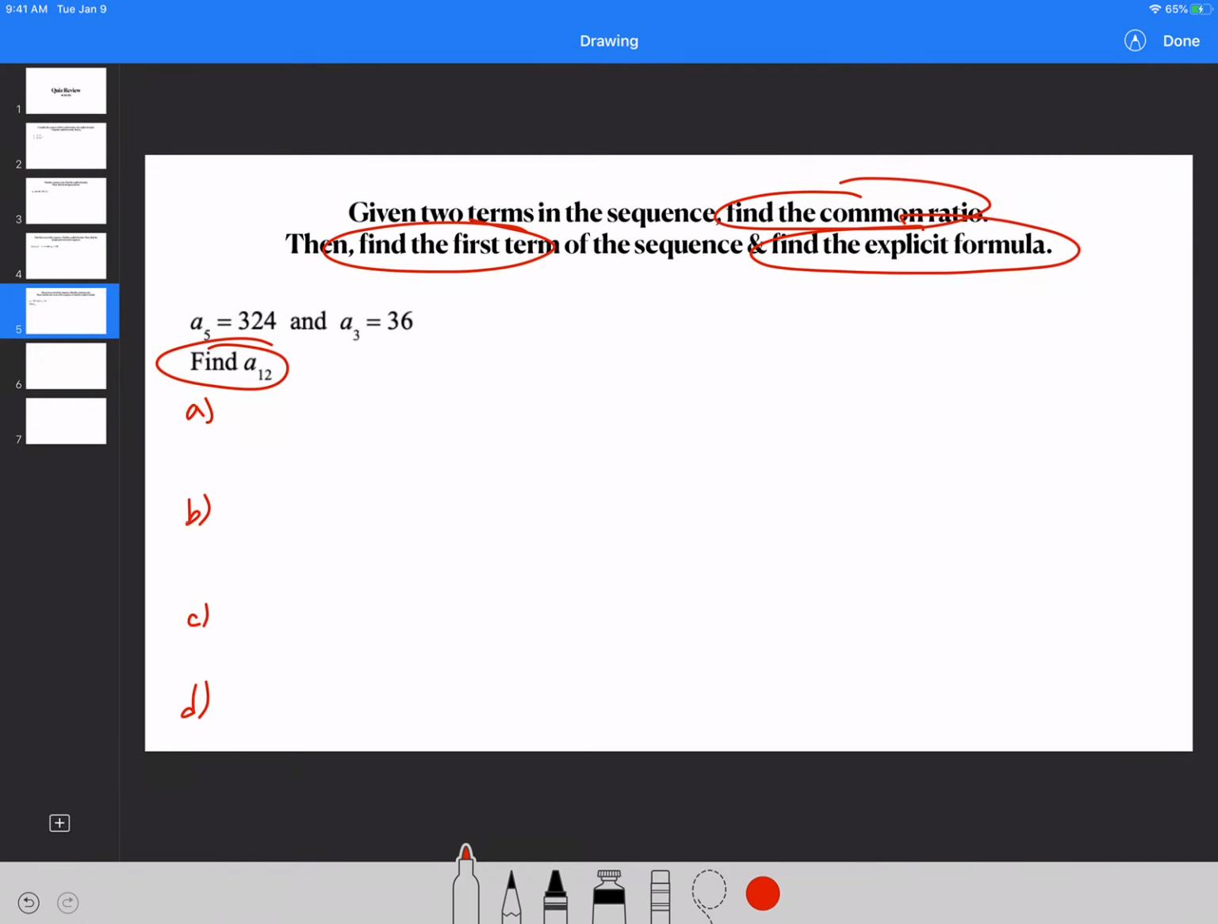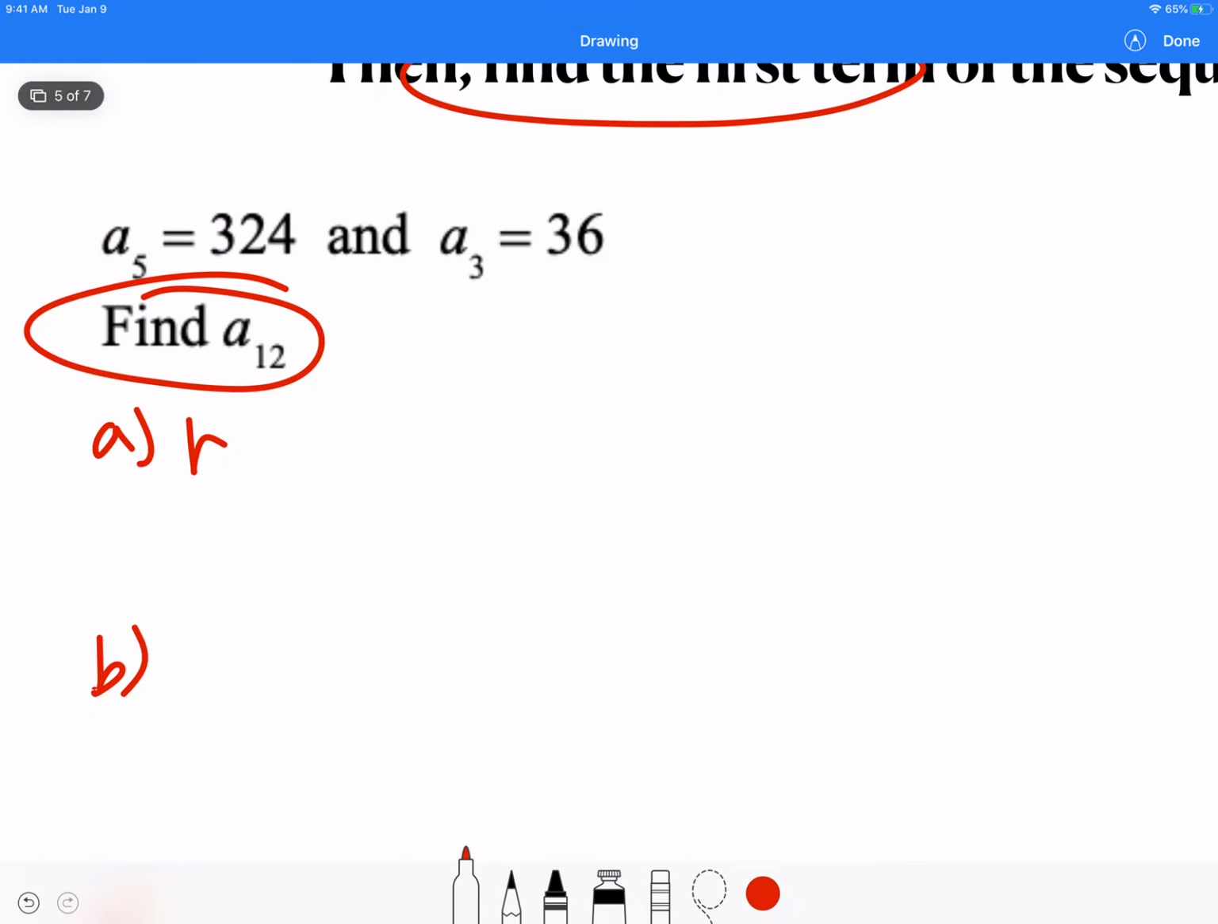Because it's a very elaborate problem, I'm only going to give you one of these questions to do on the quiz, and you can see how time-consuming this could be. Now, the very first thing that we need to solve for is finding the common ratio R. That will actually, quite honestly, be the easiest one.